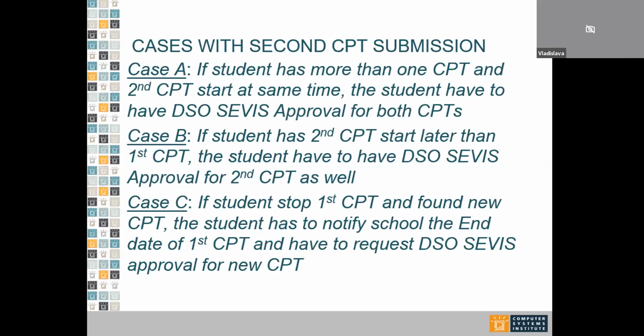Only customer service specialist students are able to submit new CPT employment at any time during the studies. There is a case C. The student stops CPT employment and has decided to find a new CPT employment instead. What should you do in this case? Students should notify CSI Student Affairs about the first CPT end date, submit new CPT employment, and wait for DSO CPT authorization in CVS. So it has to be step by step.